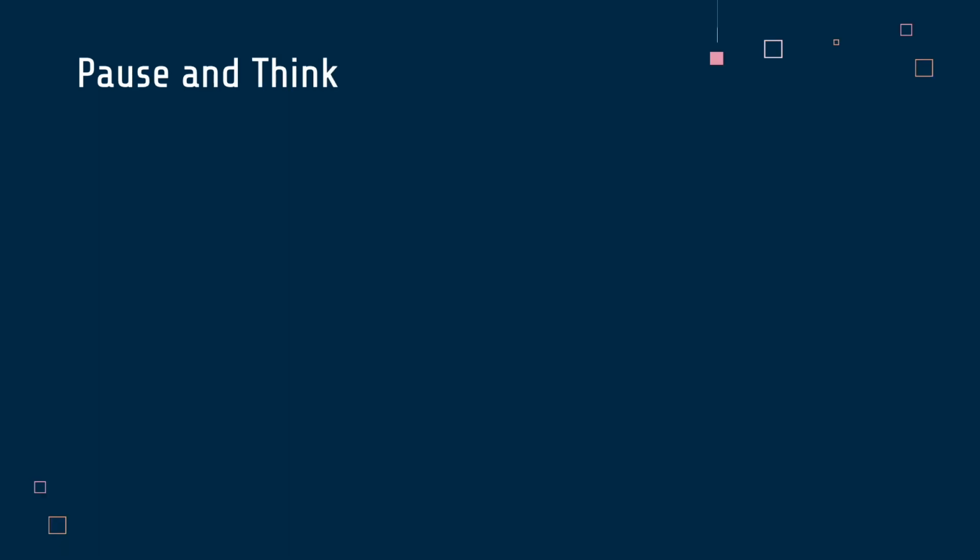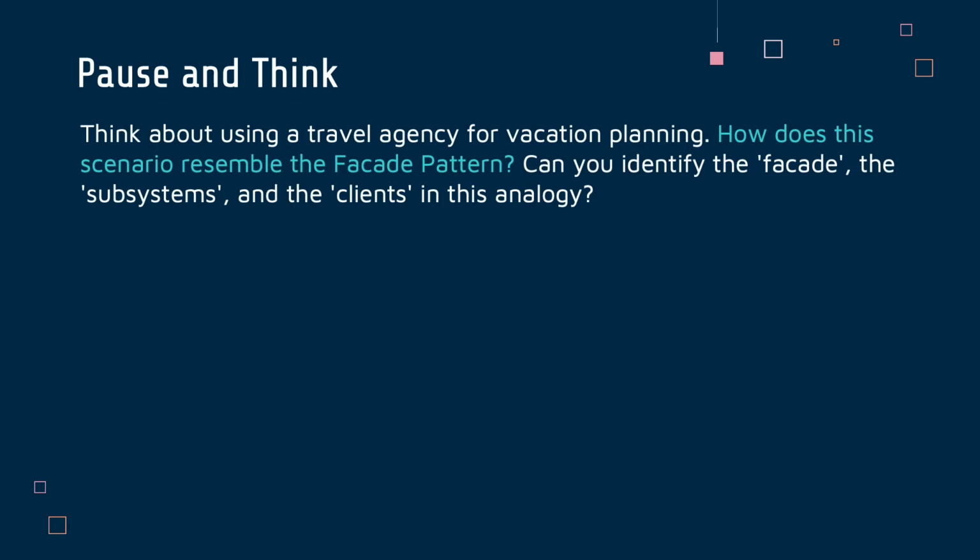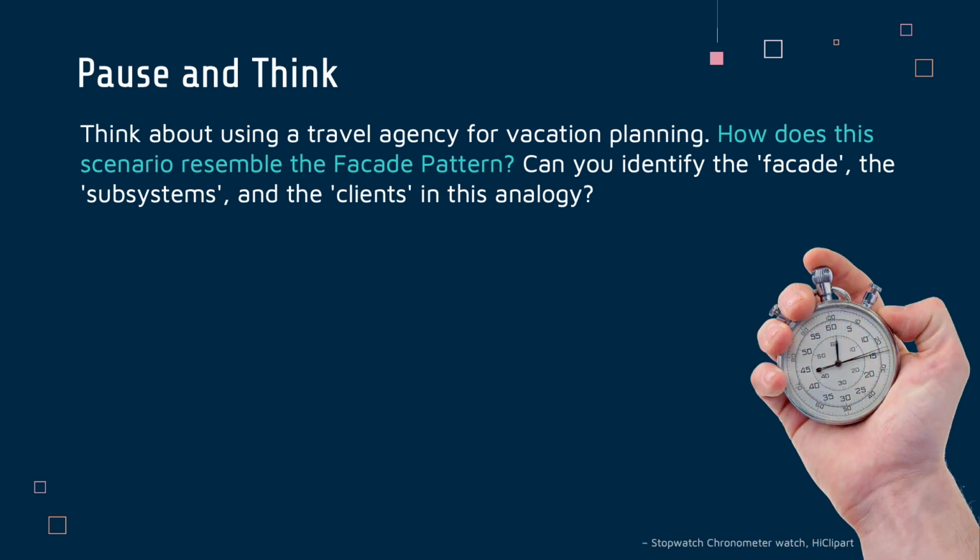Let's try a little exercise. Think about using a travel agency for vacation planning. How does this scenario resemble the facade pattern? Can you identify the facade, the subsystems, and the client in this analogy? I'll allow you 10 seconds to consider this. Feel free to pause the video if you require more time.